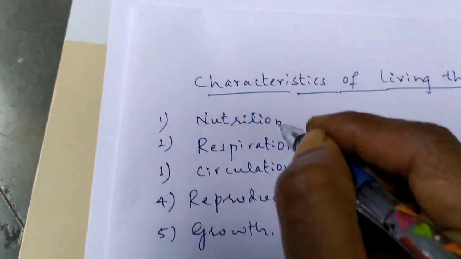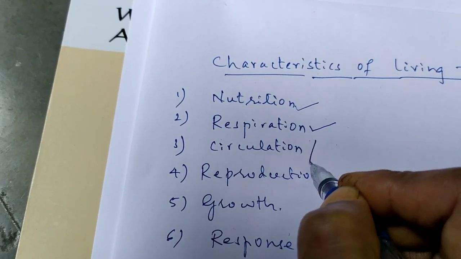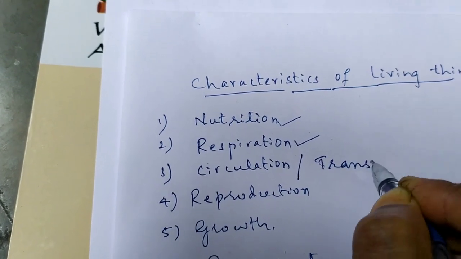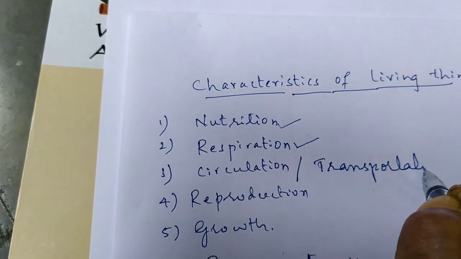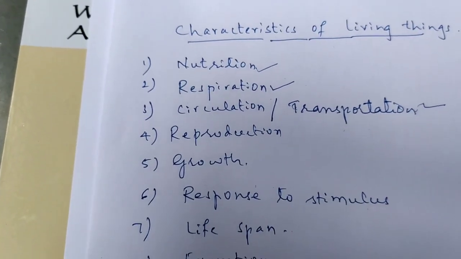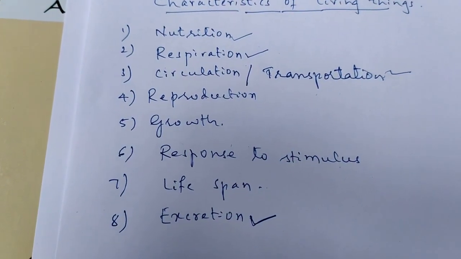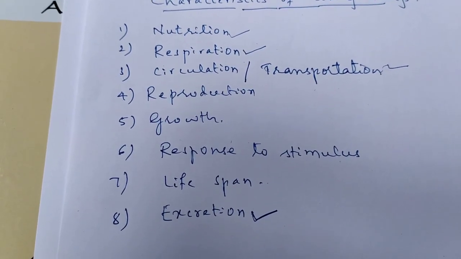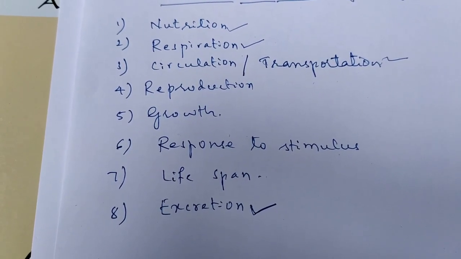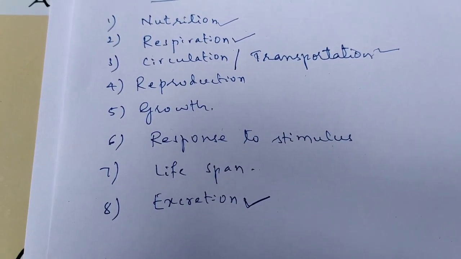They are nutrition, respiration, circulation. Circulation is also called transportation. Transportation and excretion. So these are the four important life processes which are very essential for living things to exist. So we are learning all these four life processes one by one in detail in this chapter.